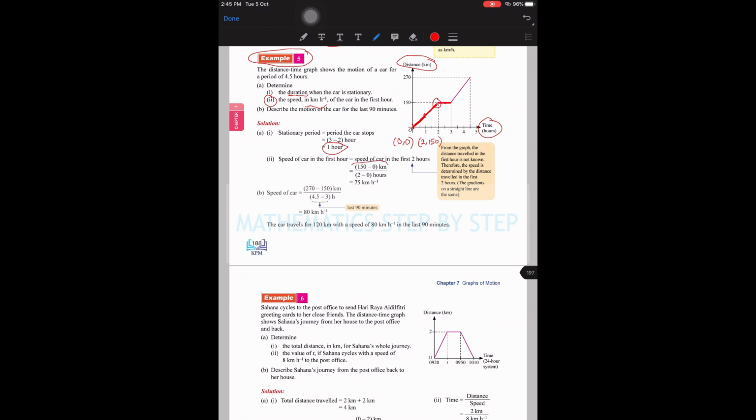So 150 minus 0 divided by 2 minus 0 hours, so 75 km per hour, okay? Then part B, describe the motion of the car for the last 90 minutes. So the last 90 minutes will be here, okay?